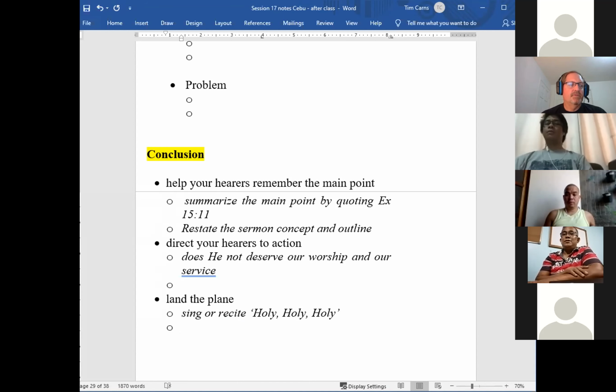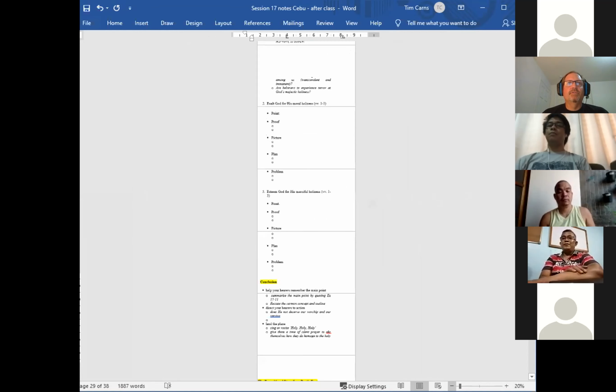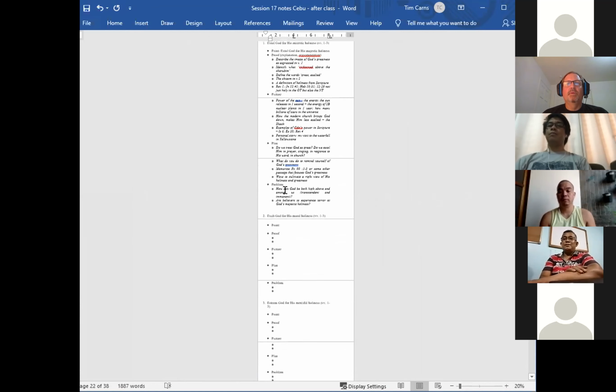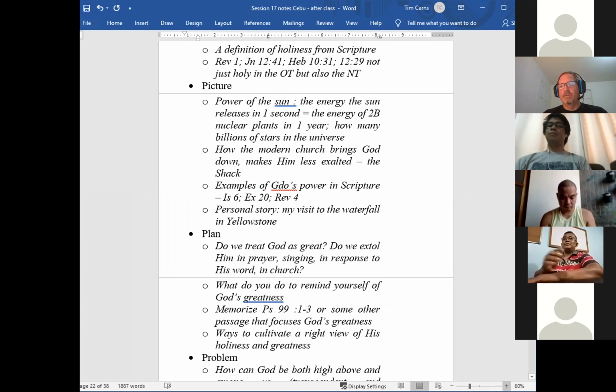So that might be something you do together, or give them a time of silent prayer to ask themselves how they do homage to the holy. Okay? Something like that. I'll give you these notes that have all this detail in the handout for you. So the point is, I just want you to see that what we're doing here is essentially laying out the whole sermon in bullet point form with just ideas. We brainstorm ideas for the intro, the body, and the conclusion. All right?